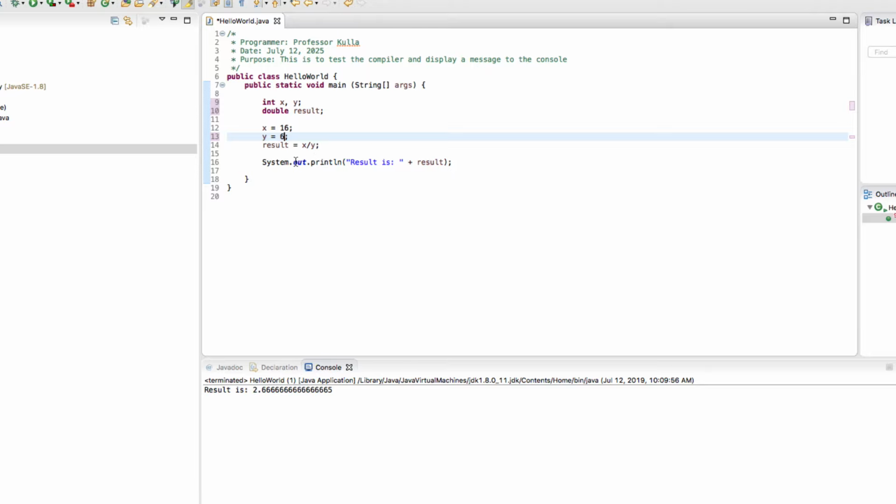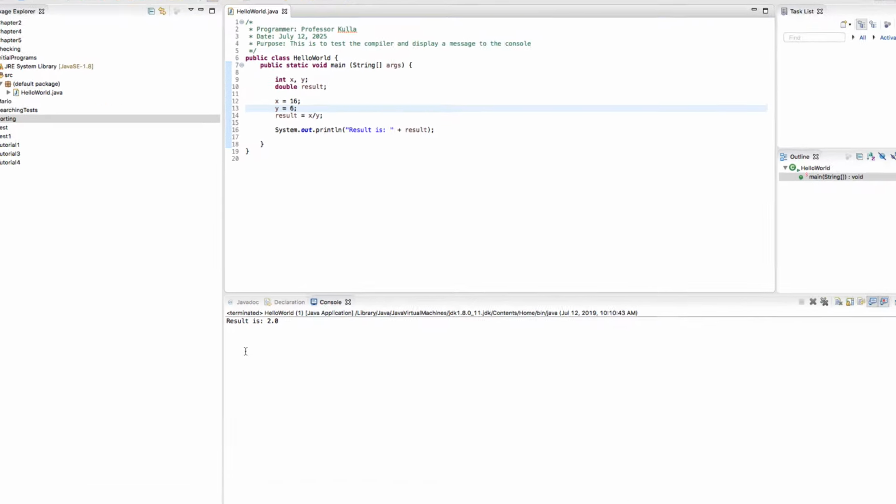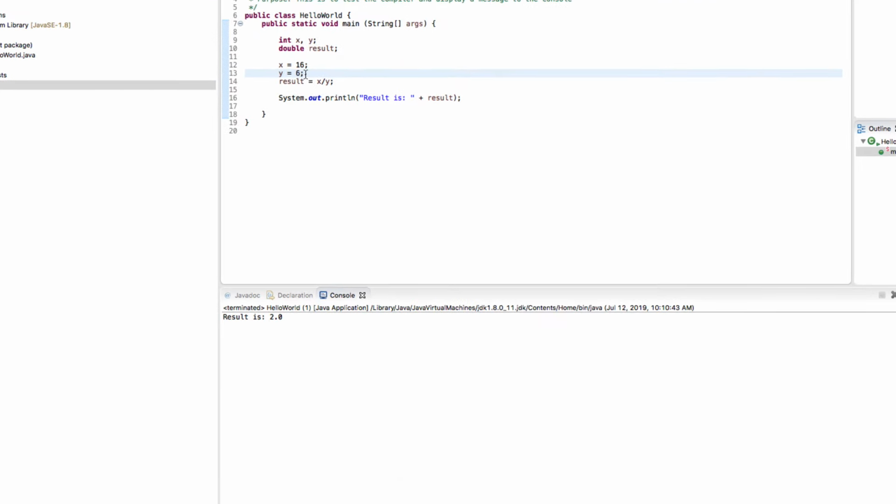Now, if I divide them like this, 6 divided by 16, we've already done this. We get 2 because it's using integer division. The x is an integer, the y is an integer. Now, let's say, however, I wanted to force this division to be floating point division.